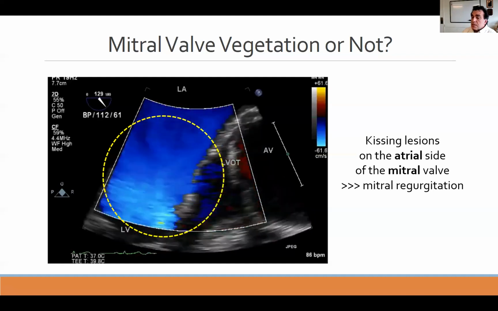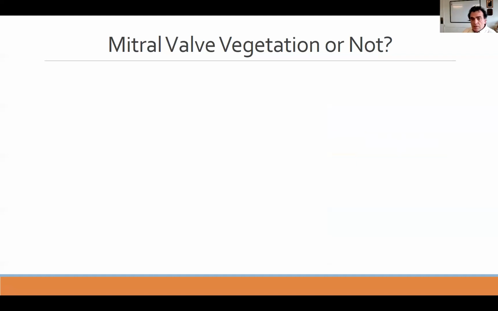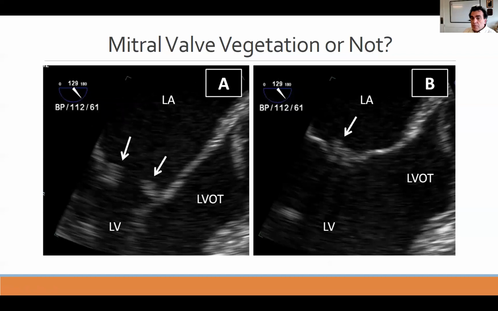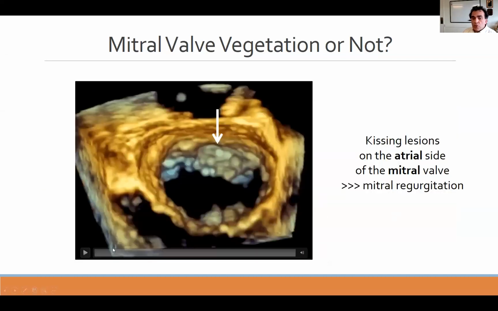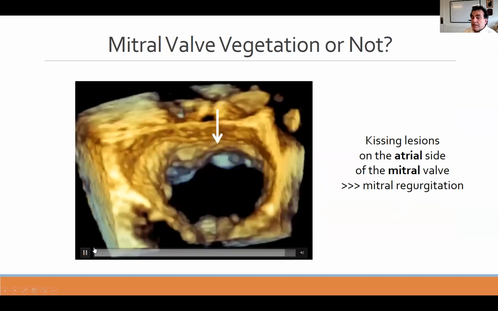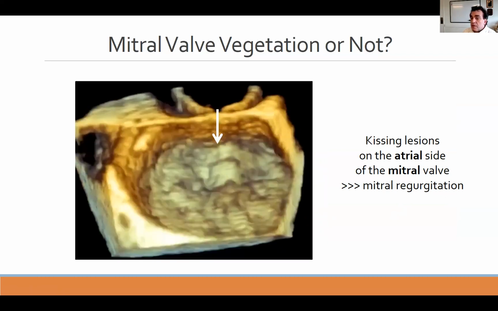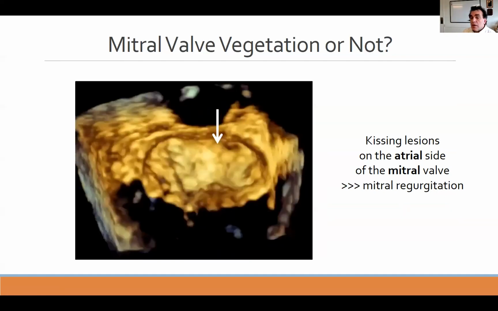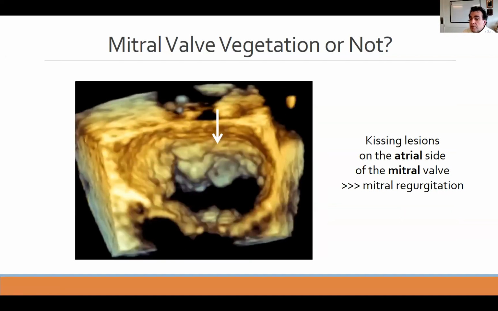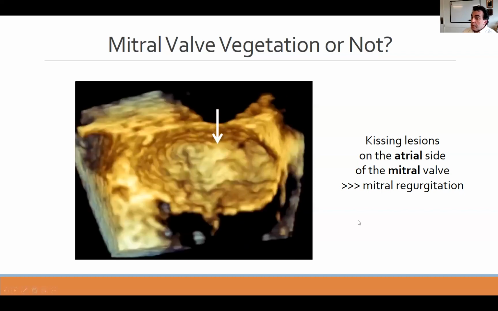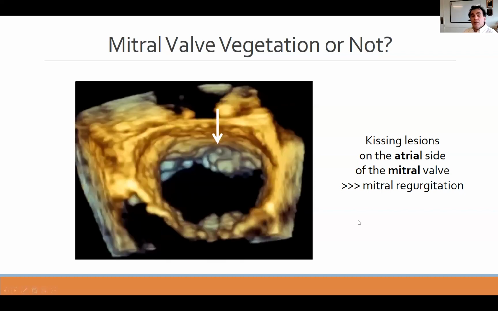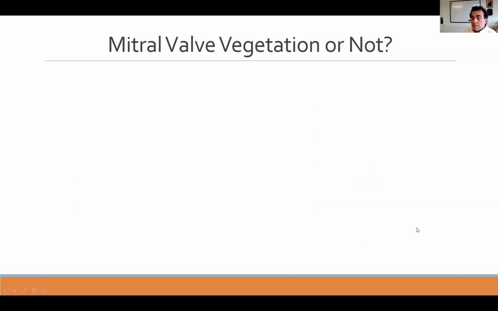So these kissing lesions clearly interfere with the normal function of the valve. So is this a vegetation or not? It's a frozen image on the left during diastole and on the right during systole. We clearly see echo densities associated with the atrial side of the mitral valve. And we can also look at 3D imaging from the left atrial perspective. There are two large echo densities in the middle of the valve at the A2 and P2 scallops of the mitral valve. They appear in the correct location, but are they vegetations or not?